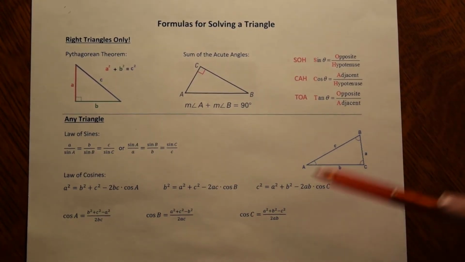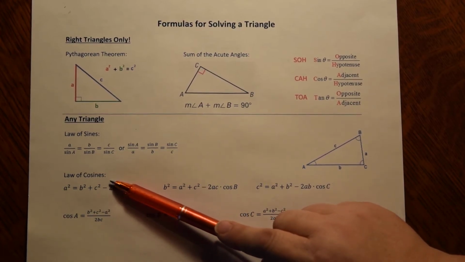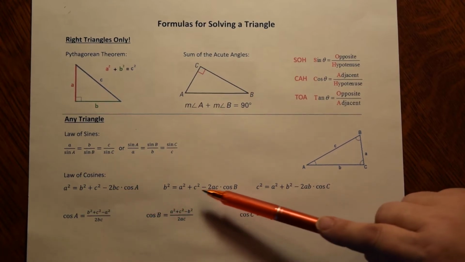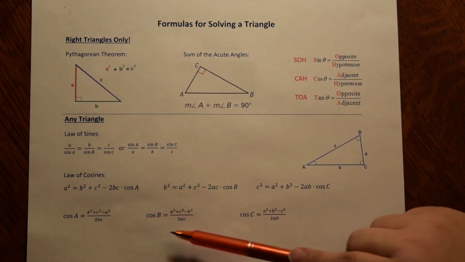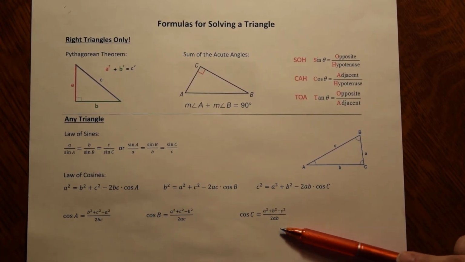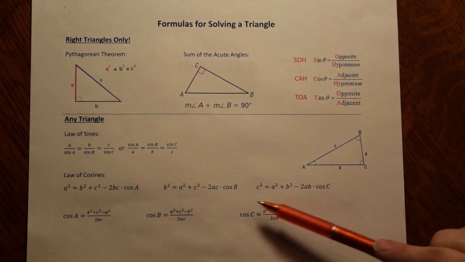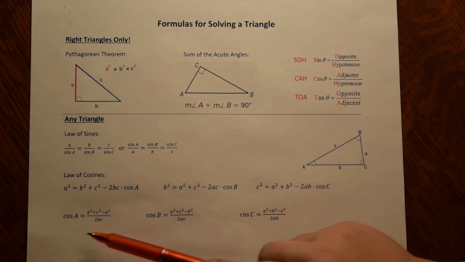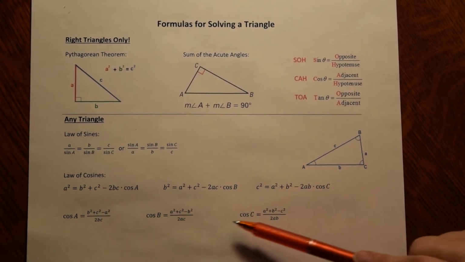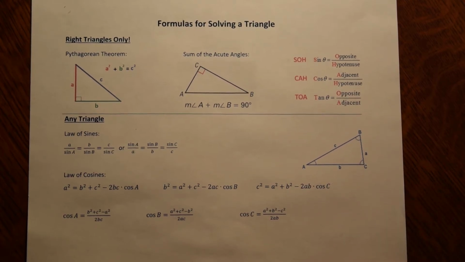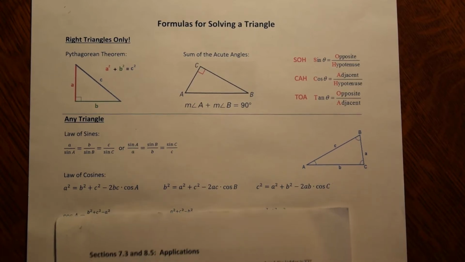And then of course we have the law of cosines. The law of cosines can appear 6 different ways depending on what you want to find: either side A or side B or side C, or angle A or angle B or angle C. So we have all of those formulas available to us. So let's take a look at the first problem.